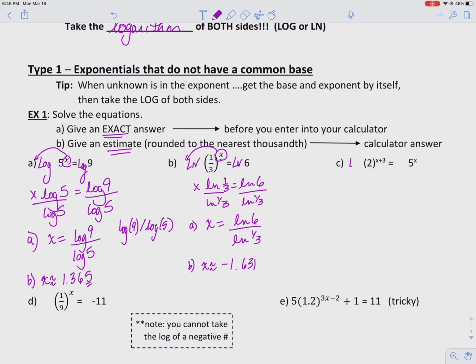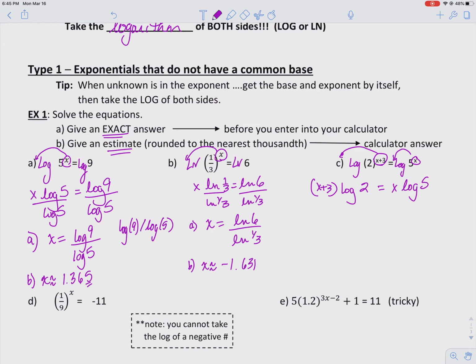And then the last of this type of problem, I'm going to do the same thing. I'm going to take the log of both sides. This time I'm going to bring this whole thing down. So that's going to be x plus 3 times the log of 2 equals the log of 5 to the x. Whoops. When I take the log of 5 to the x, that means I can bring this x down as well.